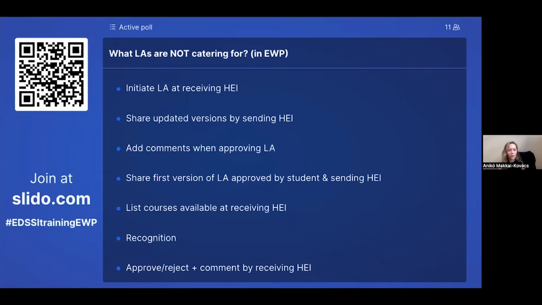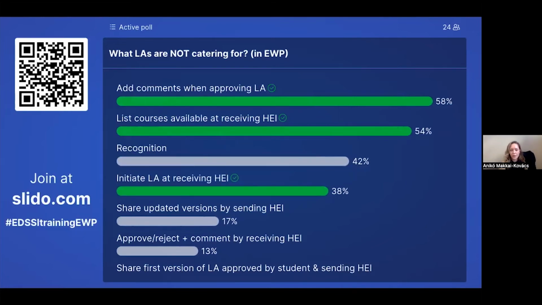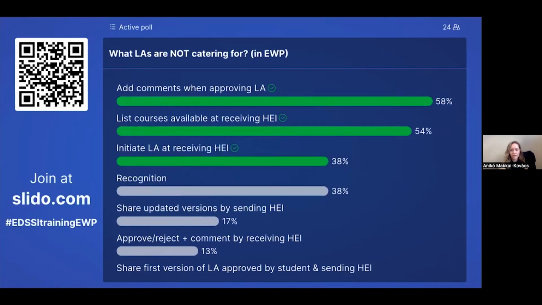You can select more here. I will give you a little more time. And let's see. Exactly, you cannot really comment when approving the learning agreement. The list of courses that are available at the receiving higher education institution is not in the learning agreement. Initiating a learning agreement from the receiving higher education institution's point of view is not possible with this. Recognition should be possible, as should sharing updated versions by sending higher education institutions, or approve or reject.